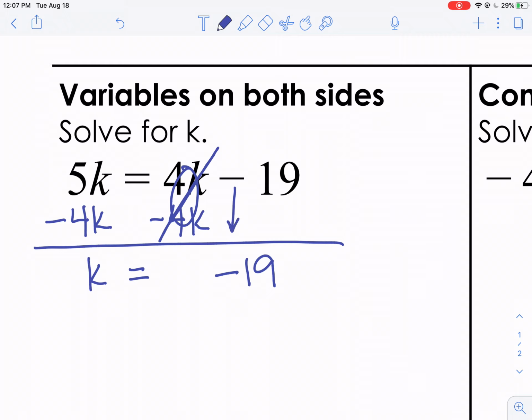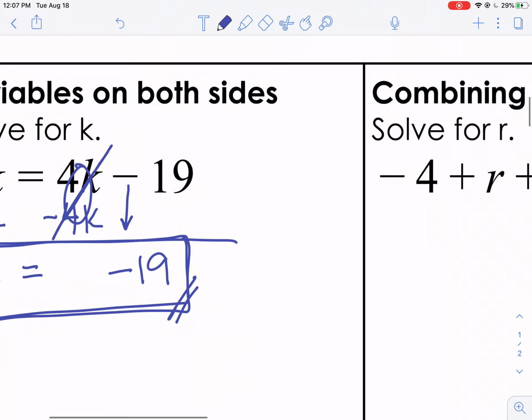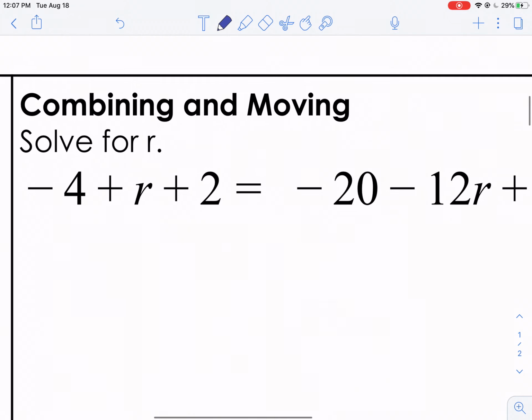So we have k by itself. And we have a number on the other side, which means that this is our answer. So k equals negative 19. All right. Let's go ahead and move over here.